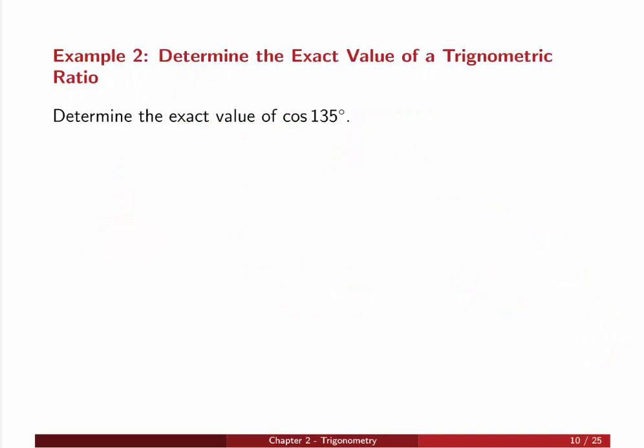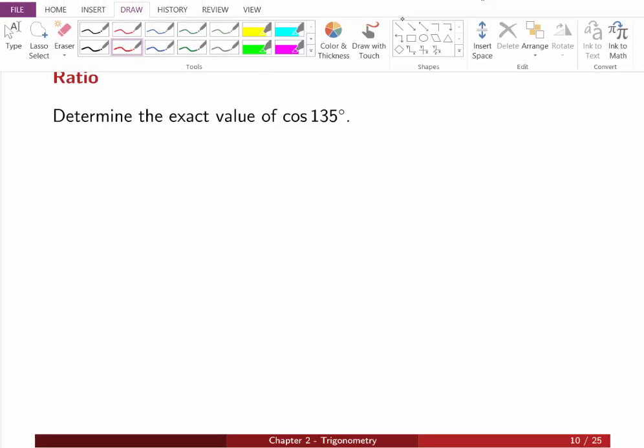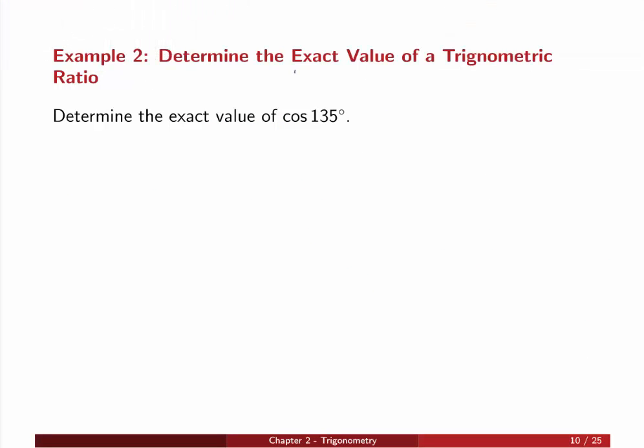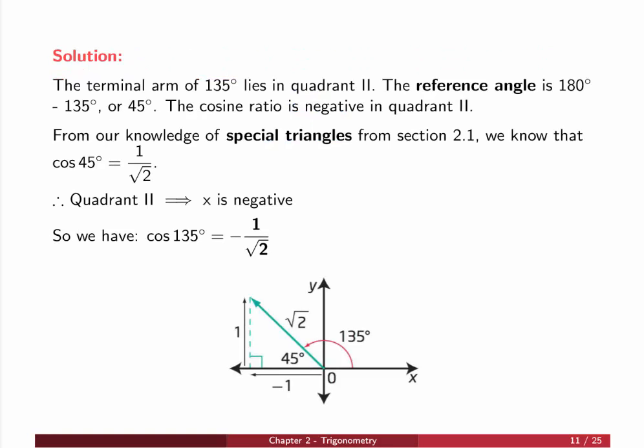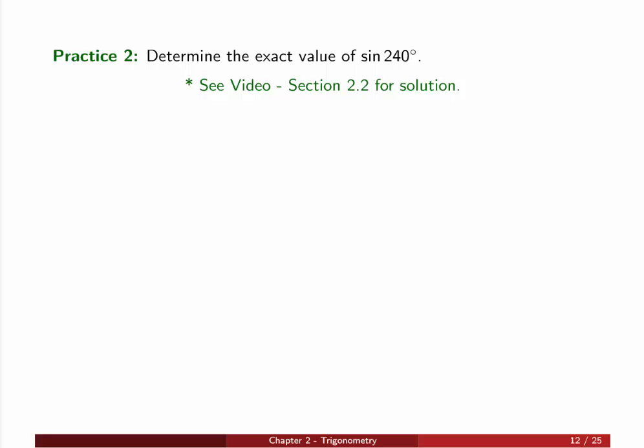Looking at the next type of question we're going to be given here, that will be talking about an exact value: determine the exact value of a trigonometric ratio. Very useful. For instance, cosine of 135. You can see the solution here using a special triangle. I'm going to simply do this quite directly. Our next question is sine of 240. I'm going to draw it.